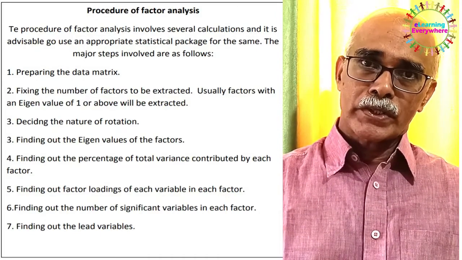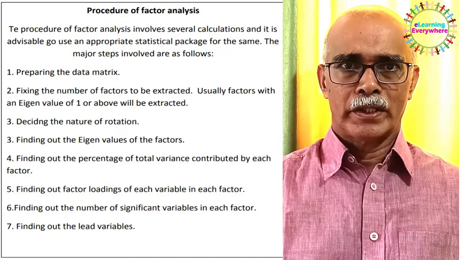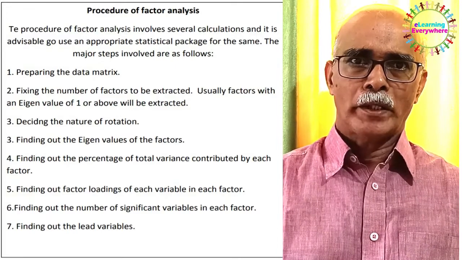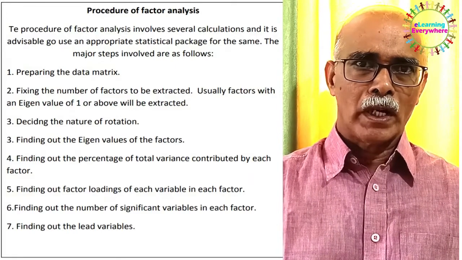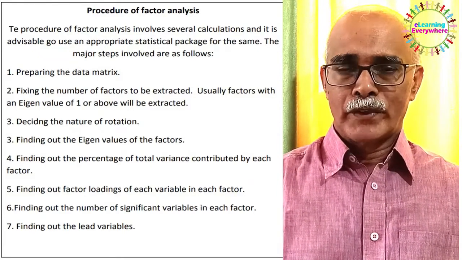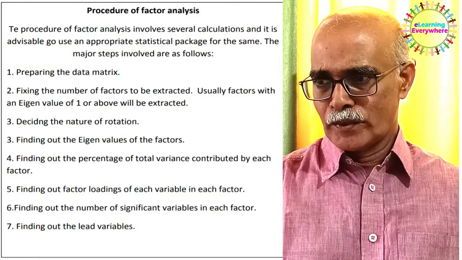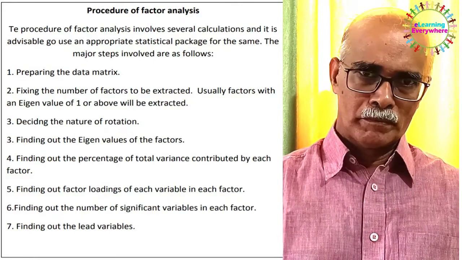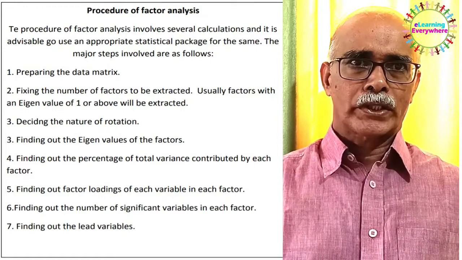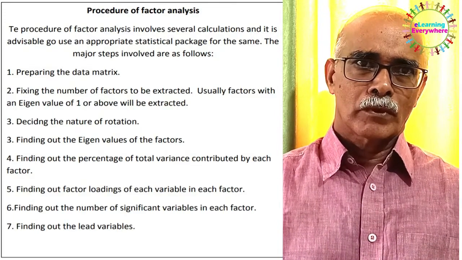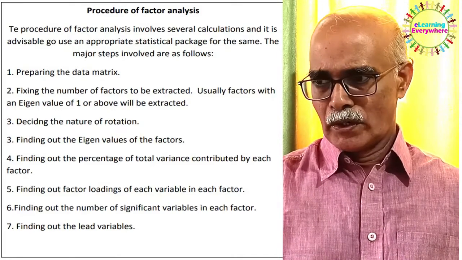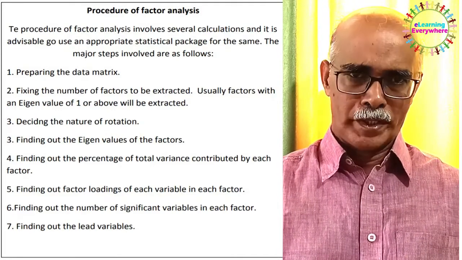The percentage of variance contributed by each factor towards the total variance of the population and the percentage of total variance. And then you have to find out the factor loadings of each variable in each factor. And factor loading stands for the extent of correlation or the value of the correlation coefficient of each and every variable.